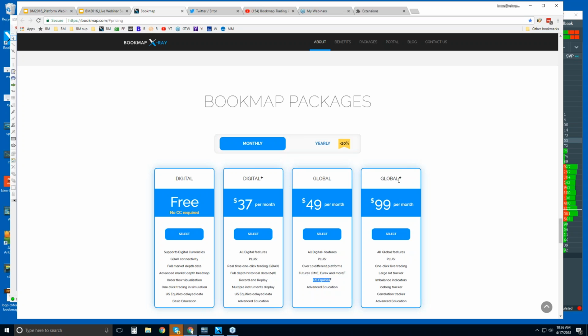Now the Global Plus version, what you get here is everything included in Global with the addition of the add-on indicators, the proprietary indicators we put together. One is the ability to trade right from the chart, the one-click trading. It's a nice feature because you can see the high liquidity and then front run those orders for a higher probability of getting filled, or hide your stops behind large liquidity.